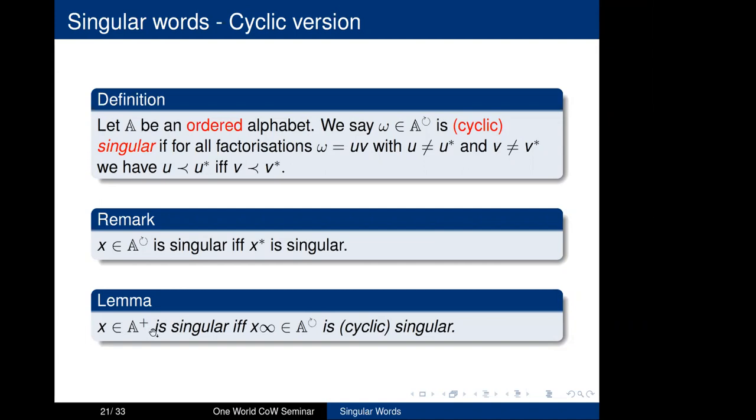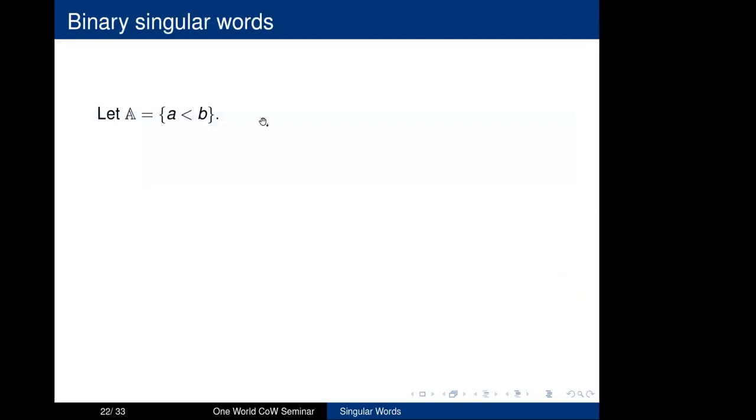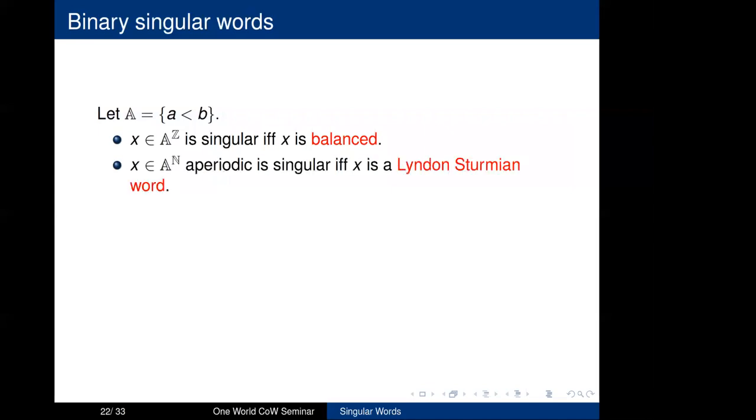Okay. So let's start with an analysis of the binary case, because it's really the simplest. A bi-infinite singular word in the binary case is just balanced. It's equivalent to being balanced. And this is actually very simple to show. For one-sided infinite words, if you take them to be aperiodic, then singular is equivalent to being Lyndon and Sturmian. The Lyndon comes up because of the issue with the lexicographic order relative to proper prefixes, which is not an issue here because these are bi-infinite words.